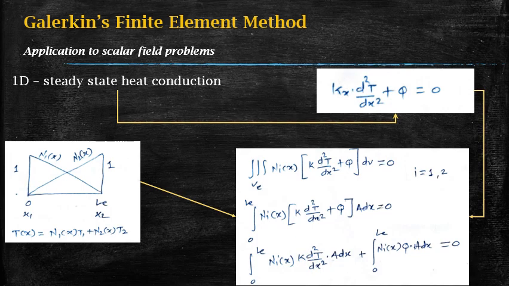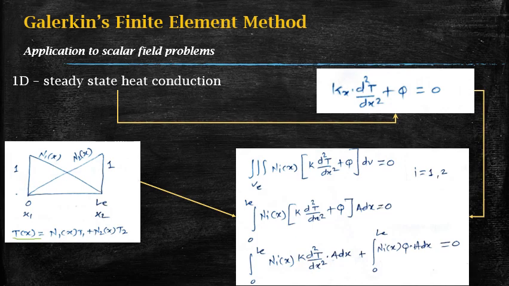Now, before we proceed, we will consider one single element which is having the length LE. So x1 and x2 are nothing but they are varying from 0 to LE. As x varies from x1 to x2, we can say in local coordinate system it varies from 0 to LE, where LE is the length of element. So accordingly, considering the linear nature of shape function, I can write the field variable T of x is equal to N1 of x into T1 plus N2 of x into T2.